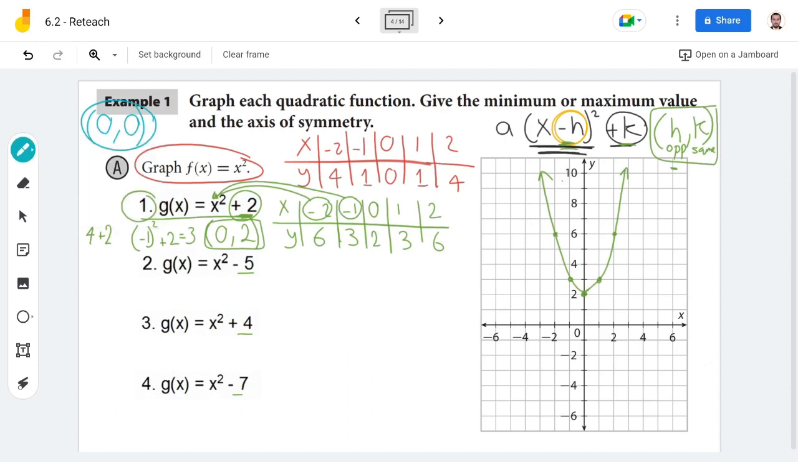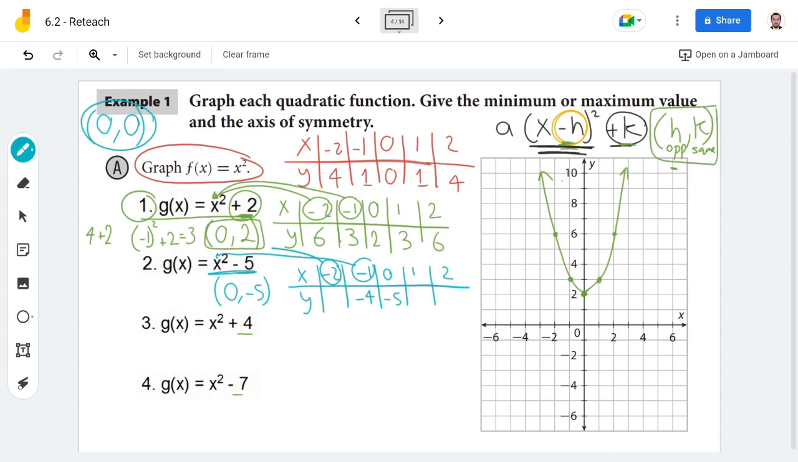Okay, let's graph this one here. First identify the center. The center is 0 and -5. Now make your table x and y. The middle should be 0 and -5 here. Now pick 2 points less than 0 and 2 points greater than 0. Now substitute the points in the function. So -1 to the power of 2 is equal to 1. 1 minus 5 is -4.